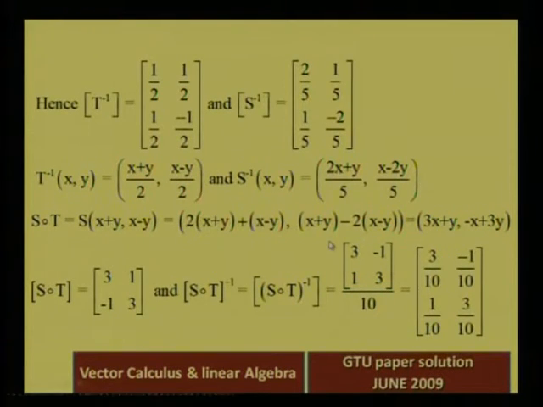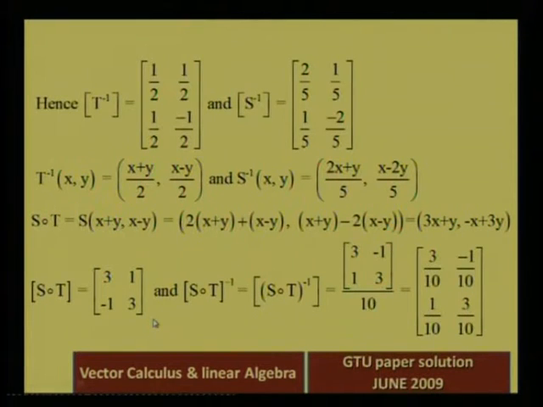So we can write 2 into x plus y plus x minus y, and x plus y minus 2 into x minus y. When we simplify we get 3x plus y and then minus x plus 3y. Okay. So if you want to write down the standard matrix of SOT, from this equation 3x plus y, the first row is 3 1 and the second row is minus x plus 3y, that is minus 1 3.